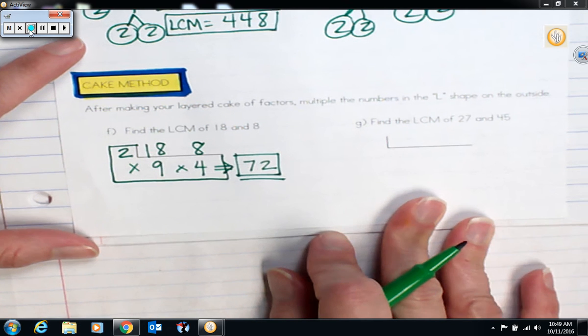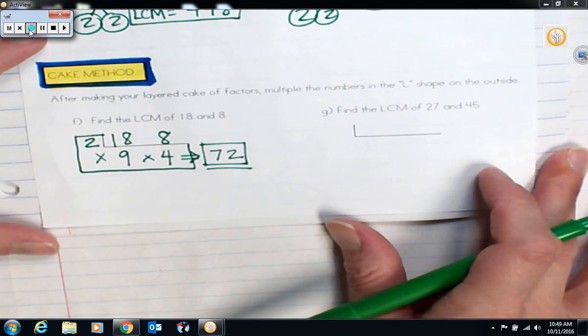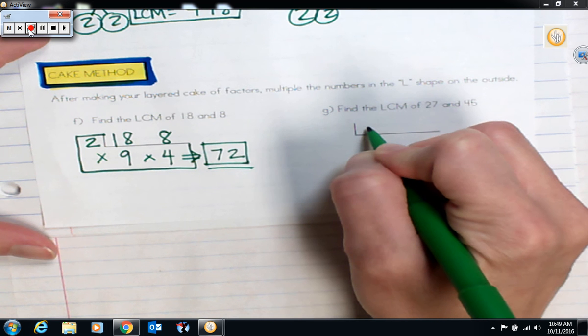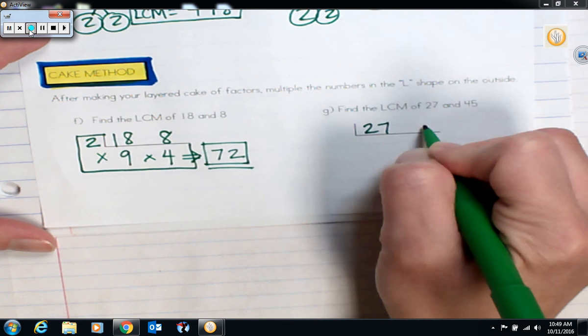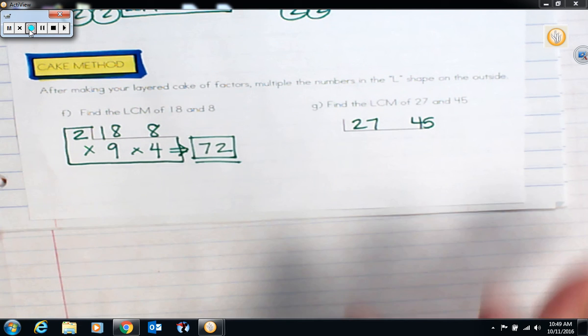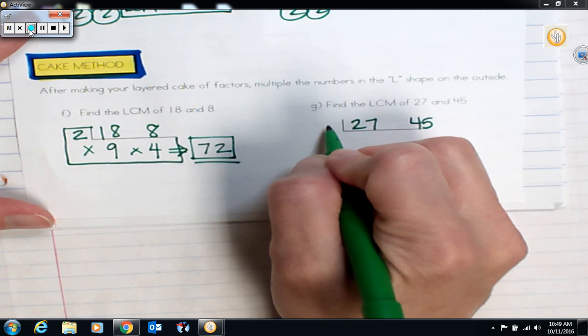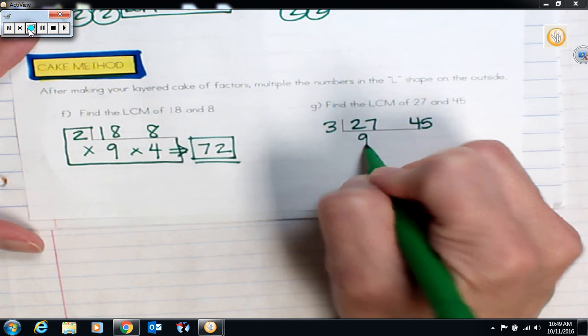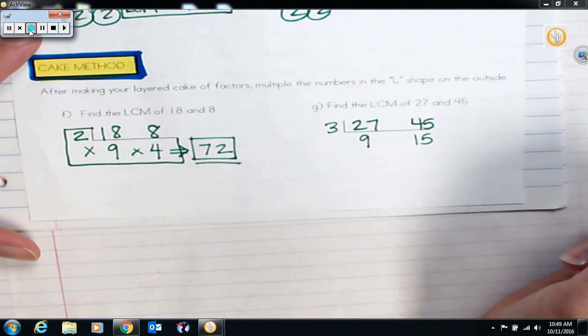Not so bad, right? So let's try the next one. I need the LCM of 27 and 45. So I'm going to put 27 and 45 inside my cake layer. 3 is a quick factor that I recognize. So I'm going to put 3 on the outside. 3 goes into 27 9 times, and it goes into 45 15 times.